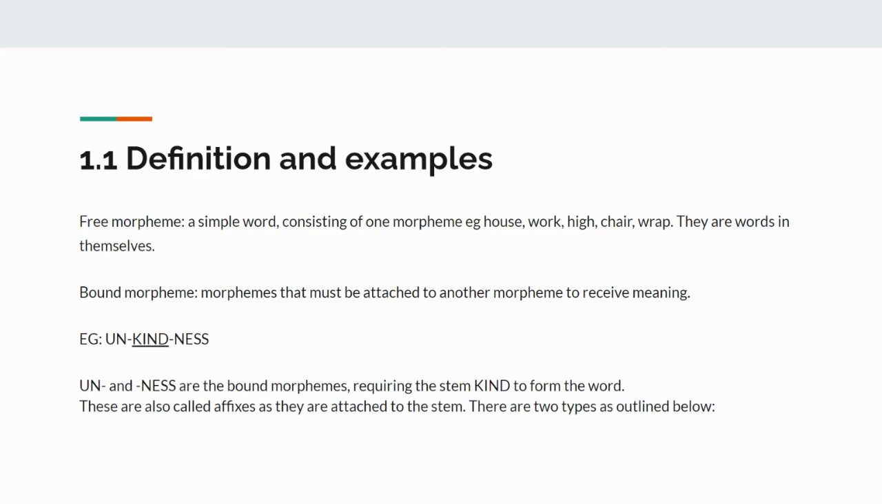These bound morphemes that we put either at the end or at the beginning of a free morpheme are called affixes. There are two kinds of affixes. One of them is called prefix. That is the affix which is put in front of the stem, in this case un. But there is also the suffix, which comes at the end of the stem, in this case ness.